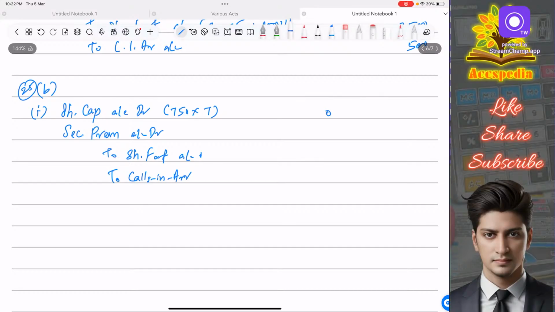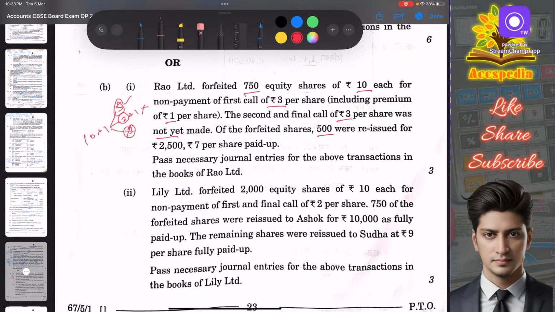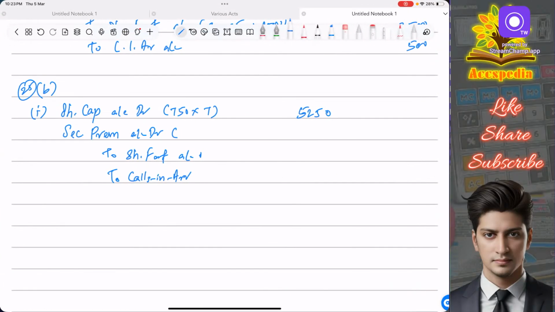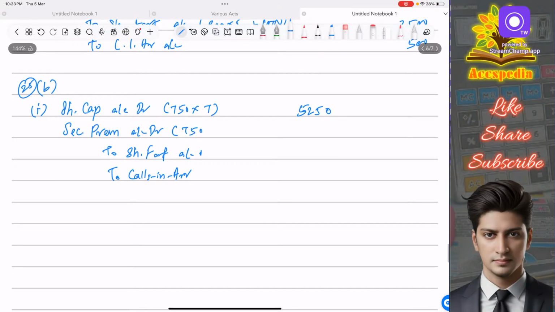So which is 4900 plus 350, 5250. Securities premium, since there is no pro rata and all, so it's very easy. That means for these 750 shares, 1 rupee premium in first and final call not received, so that we have to debit. So money received is credited to share forfeiture.